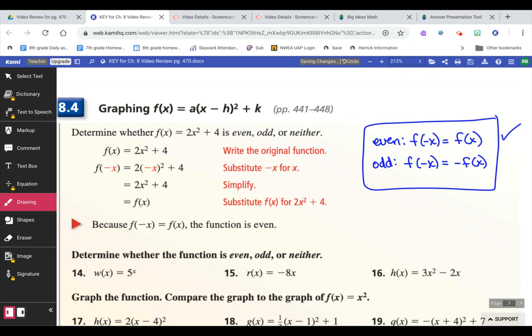It's odd if you make all of the x values the opposite sign, negative x, and then you end up with all of the signs changing. Then it would be an odd function.